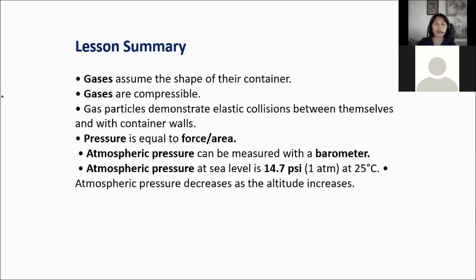Okay, for our lesson summary, gases assume the shape of their container and are highly compressible. Gas particles demonstrate elastic collision between themselves and with the container's wall. Pressure is equal to force over area. Atmospheric pressure can be measured with a barometer. Atmospheric pressure at sea level is 14.7 psi or pounds per square inch, or this is equal to 1 atm at 25 degrees Celsius. Atmospheric pressure decreases as the altitude increases.